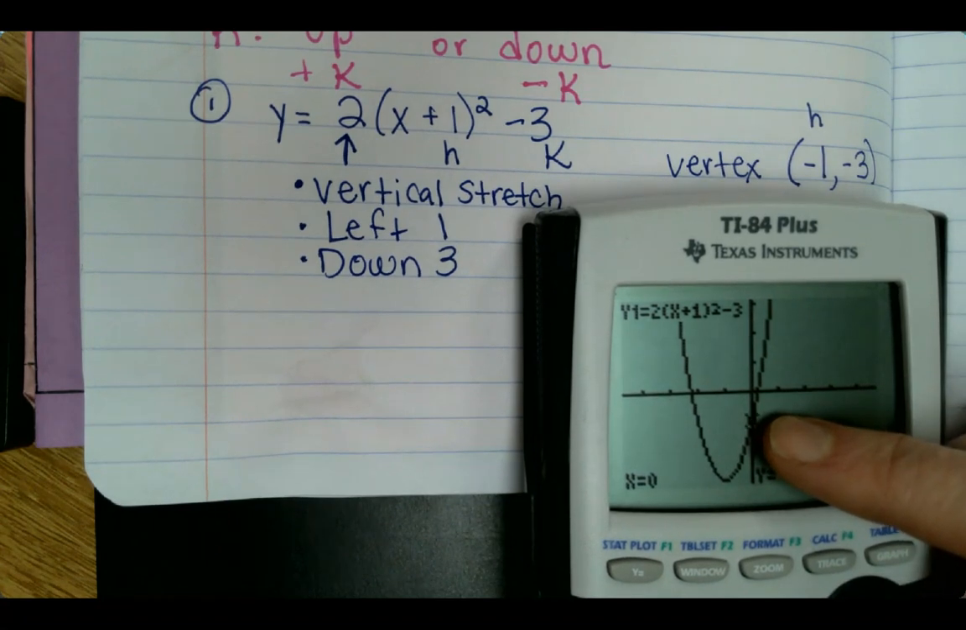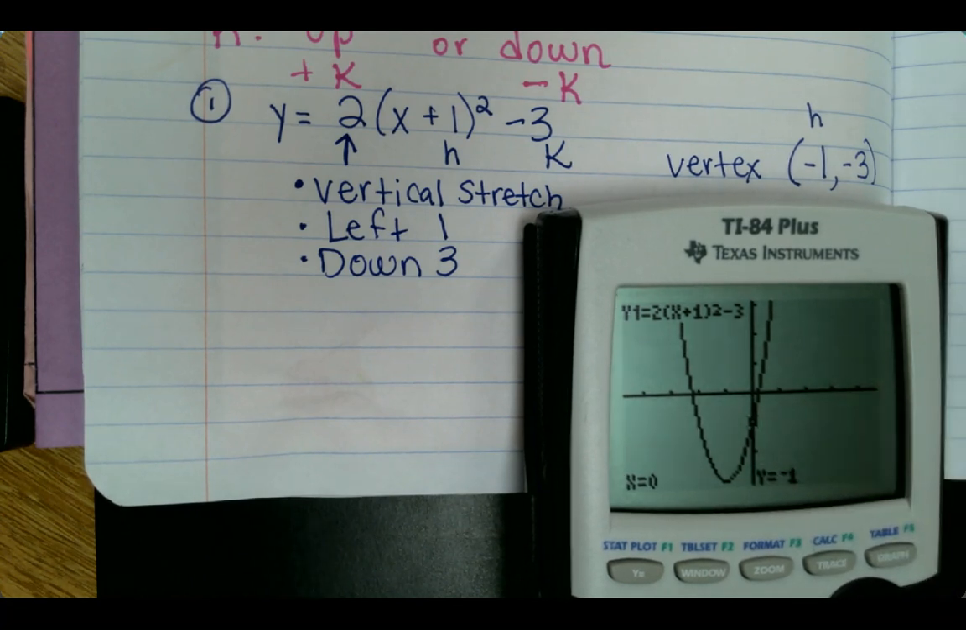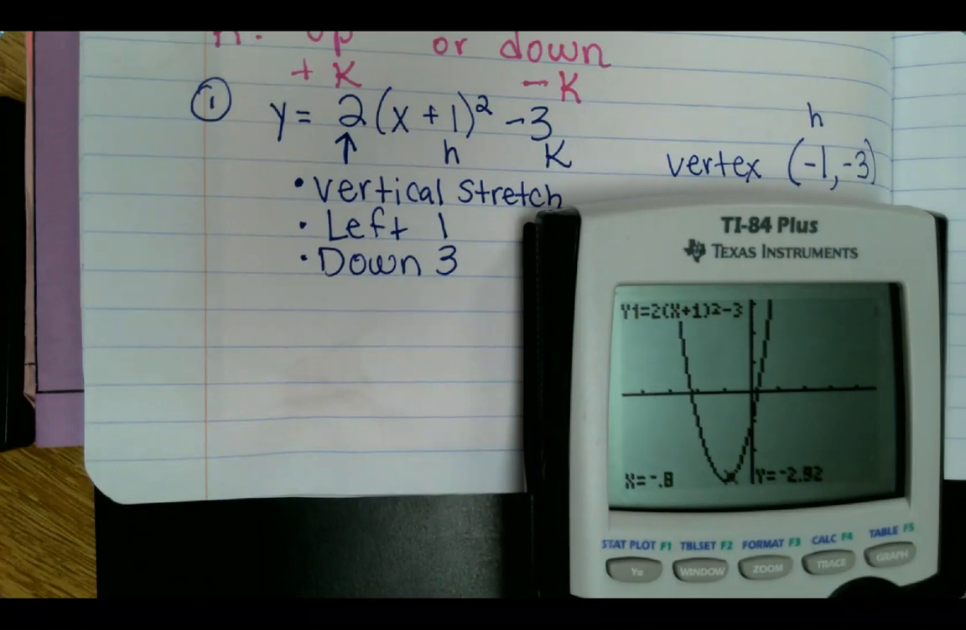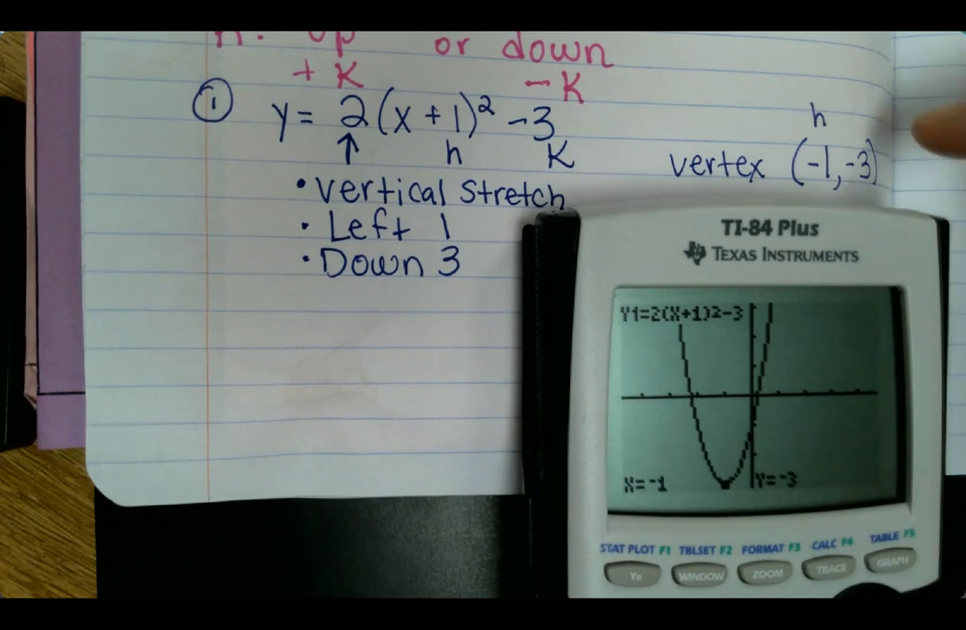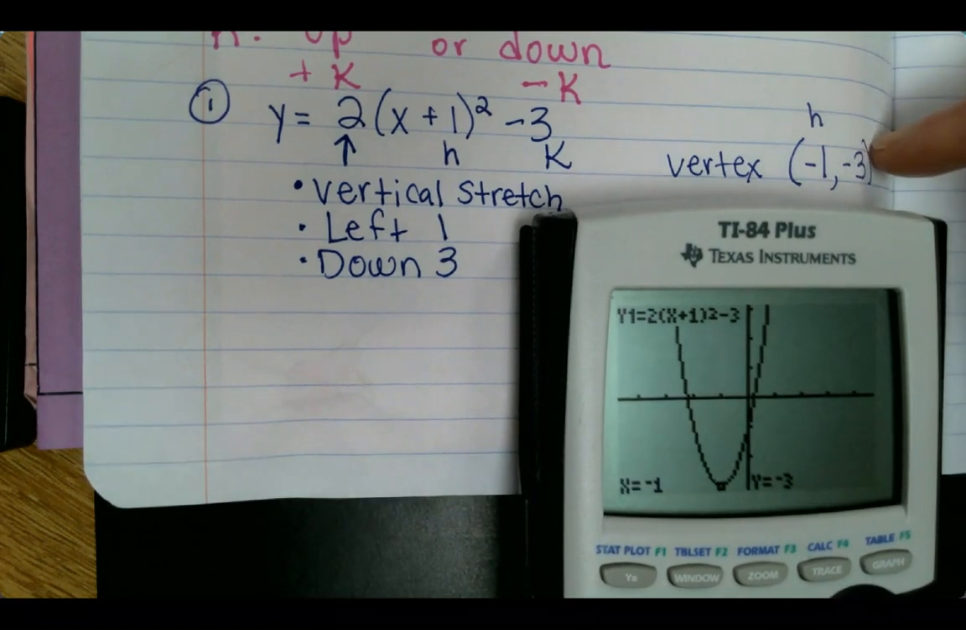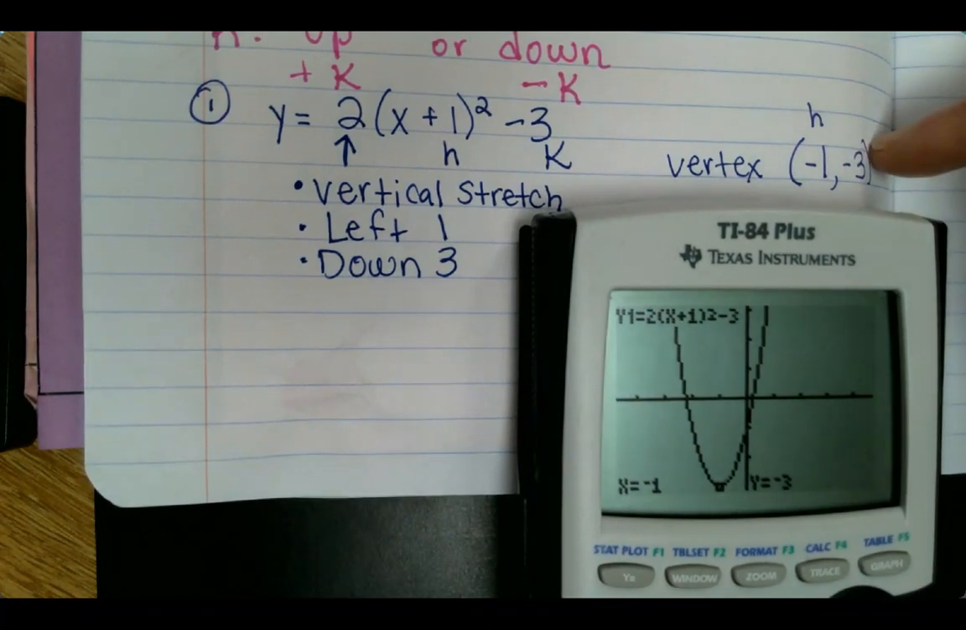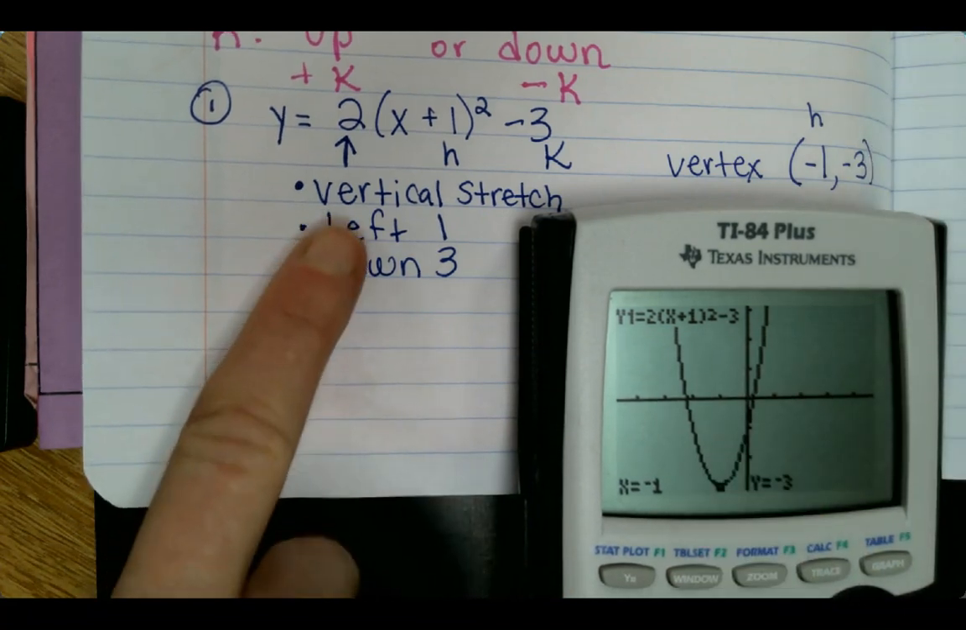Yep, the y-intercept. So anytime you graph, as soon as you hit trace, it's always going to go to the y-intercept. Now go right, and let's find our vertex. See if that is true, what we found. Yep, -1, -3.